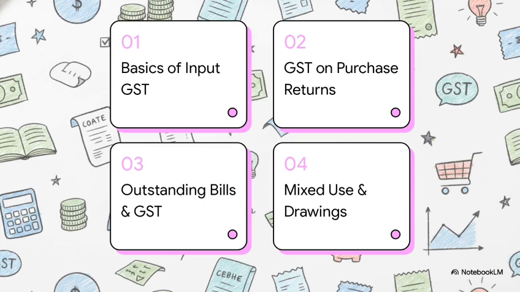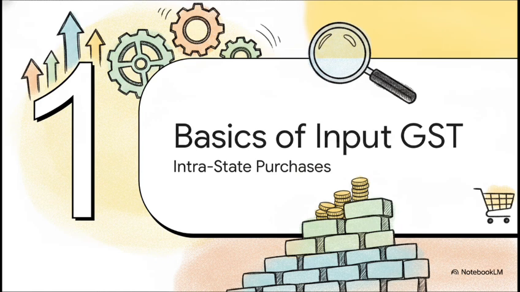Here is our roadmap for today, stepping up the complexity as we go. First, the basics of input GST. Second, GST on purchase returns. Third, outstanding bills with GST. And finally, mixed use and drawings. All right, let's dive right into Section 1, Basics of Input GST for Intrastate Purchases.